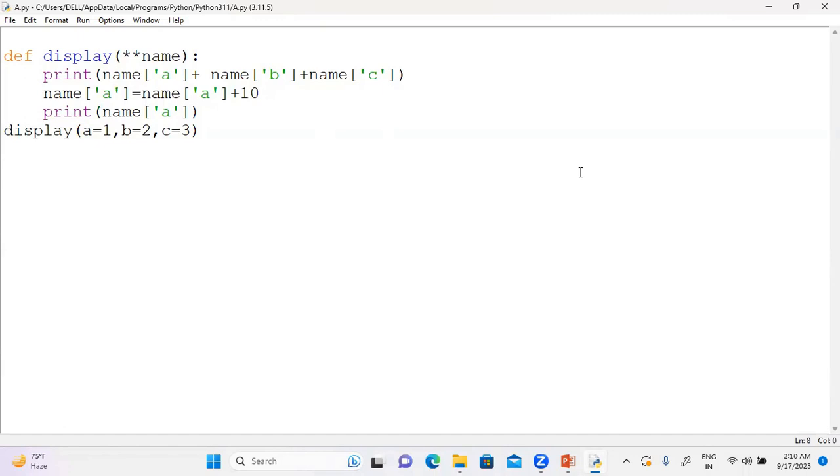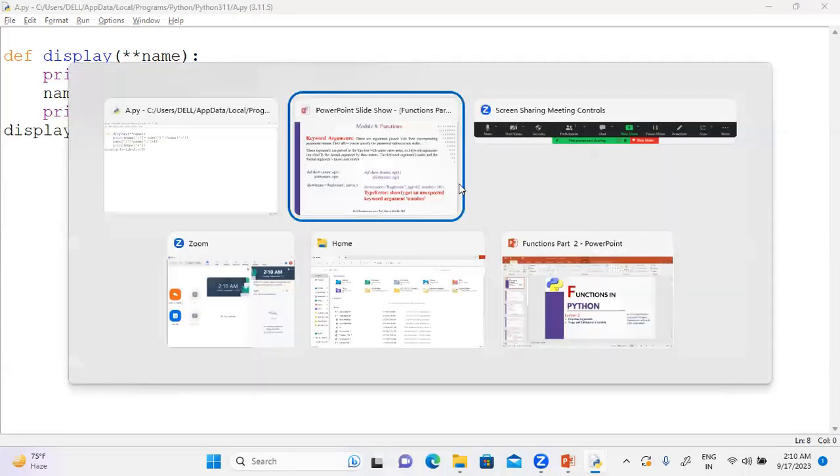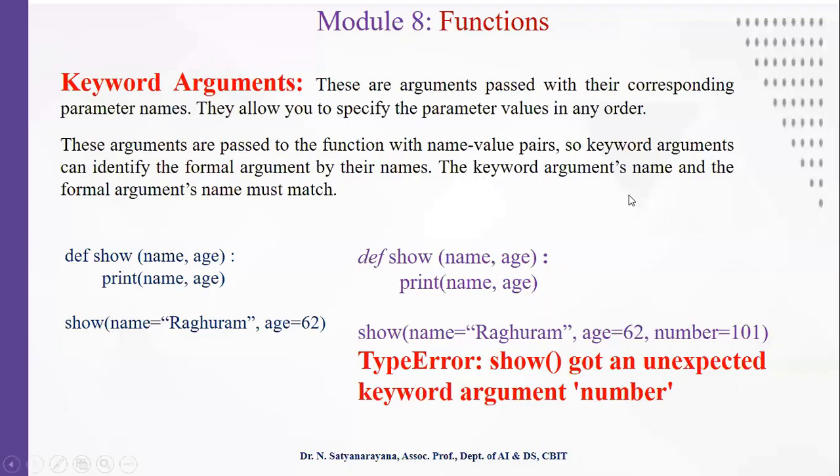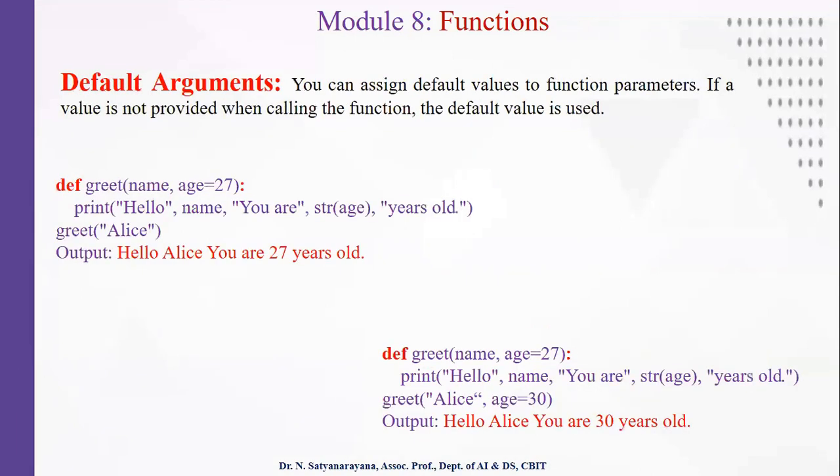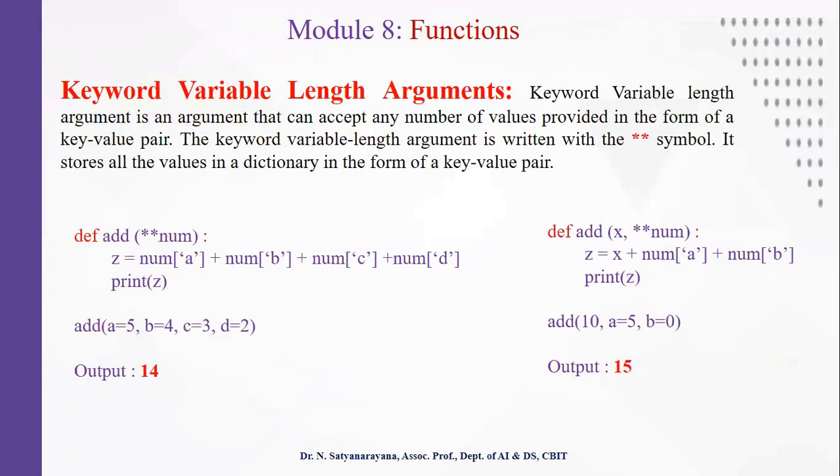So the user has to be a little cautious about these things. Let me go back and cover what is next. Always, the number of parameters should be matched in the function call and function definition, except when default arguments are used. These are the keyword variable length arguments, which you can see on screen.